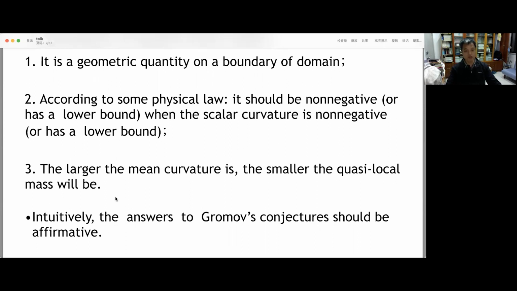That is, there may be a uniform upper bound for the total mean curvature of the given boundary among all fillings with non-negative scalar curvature. Okay.